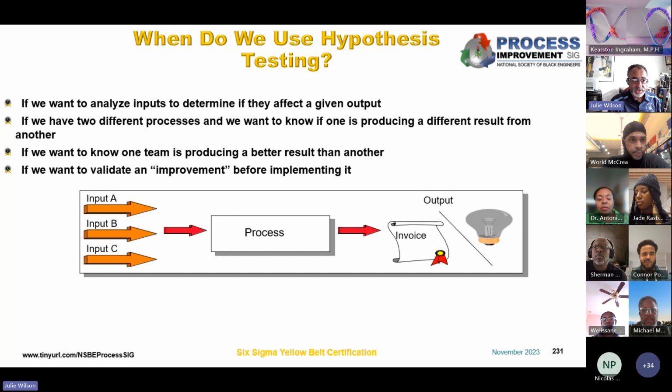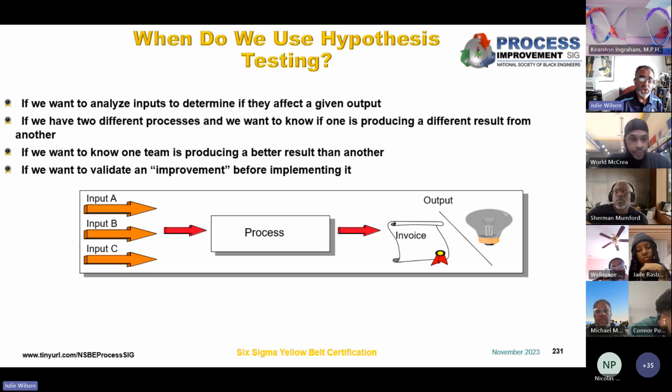So when do we use hypothesis testing? Well, if we want to analyze inputs to determine if they affect a given output. Like for instance, we saw a bar graph that showed that waste levels appear to be higher in June, July, and August than they are in other months of the year. So we may form a hypothesis that our waste levels go up when the daily temperature is higher. So we can analyze data to see whether or not that's a correct conclusion, whether or not the reason why waste is higher in June, July, and August is due to temperature or humidity.